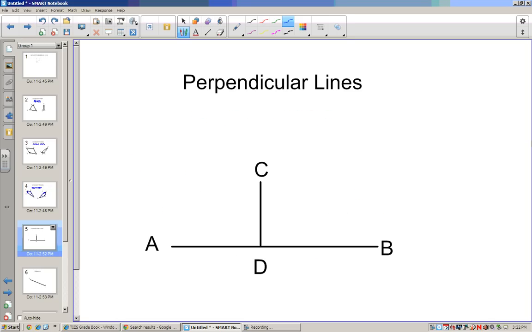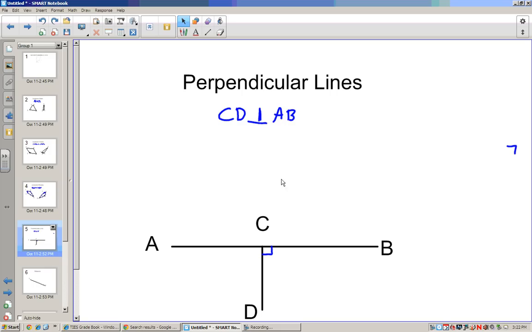Alright, perpendicular lines are 2 lines that meet at 90 degrees. To put this on a diagram, we just make a little box in the corner. And how we write it is we'd say CD is perpendicular, that's an upside down T, to AB. Now I know this is perpendicular like this, and that matches the drawing, but we use the same sign if this is down here. The sign always will look like this upside down capital T.